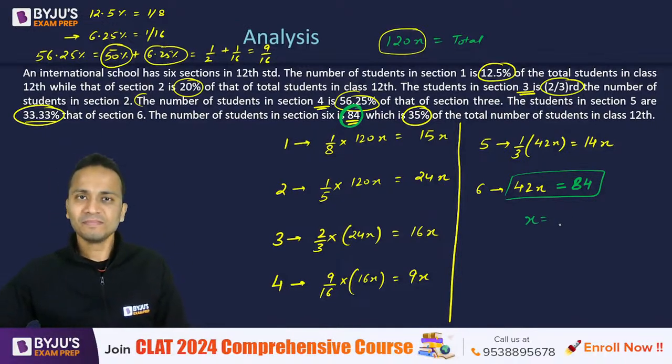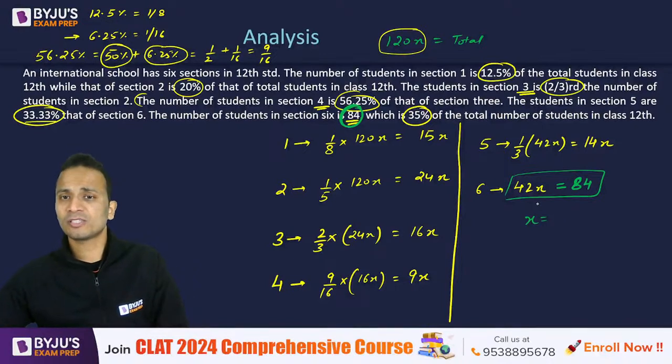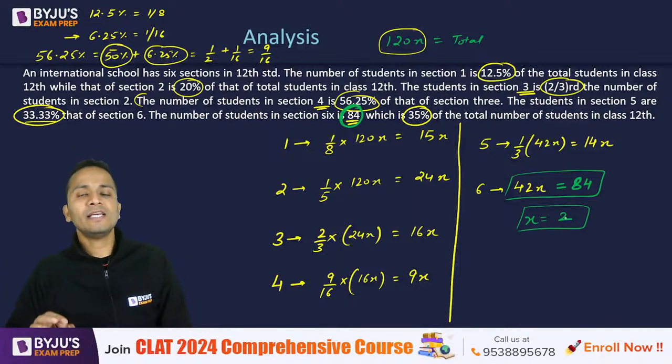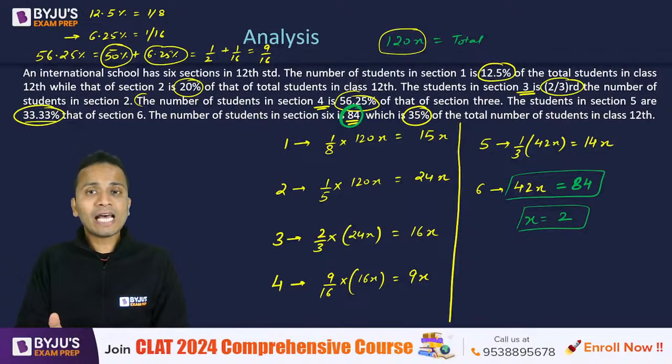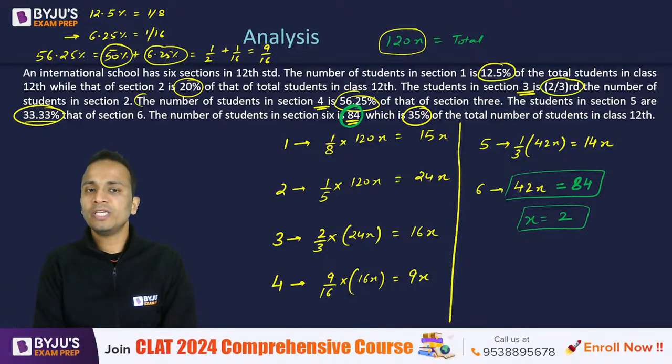x? Yes, I'm giving you a few seconds. If 42x is equal to 84, then the value of x will be equal to, all of you can write it in the chat box. So 84 divided by 42 is equal to 2. So the value of x is equal to 2. Now once I have obtained the value of x, I can write the number of students in every section, as well as the total number of students.